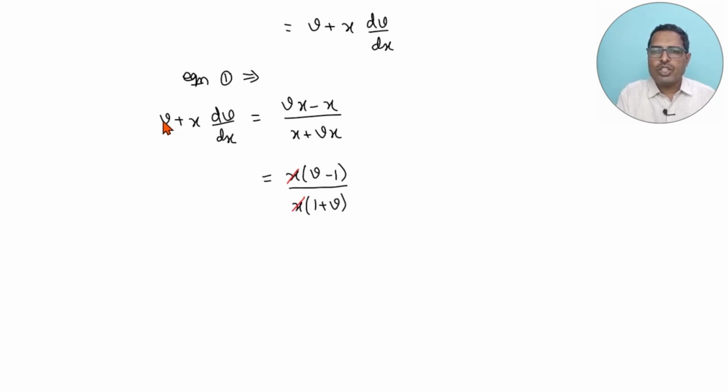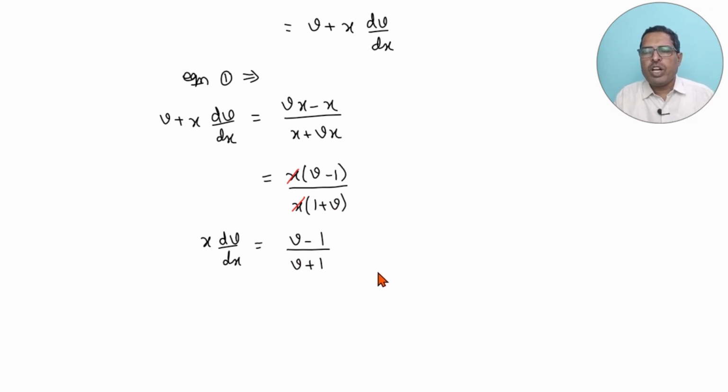Now we can shift this plus v to the other side. So on the left hand side, we just have x dv by dx is equal to, so this can be written as v minus 1 divided by 1 plus v. Can I write that as v plus 1? Will it make any difference whether you write 1 plus v or v plus 1? I shift this v to the other side, it becomes minus v.